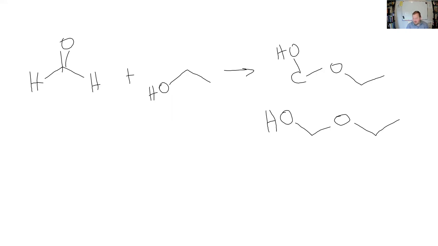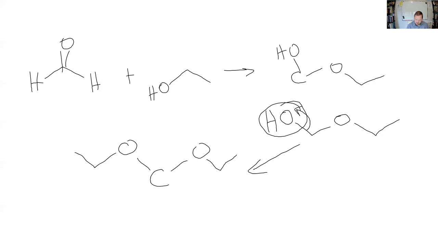And if it reacted again to now go through a nucleophilic substitution to make the acetal, we'd wind up with the oxygen, the alcohol, leaving and being replaced with another ether. So we would actually wind up with this molecule, which drawn properly in skeletal structure would look like that.